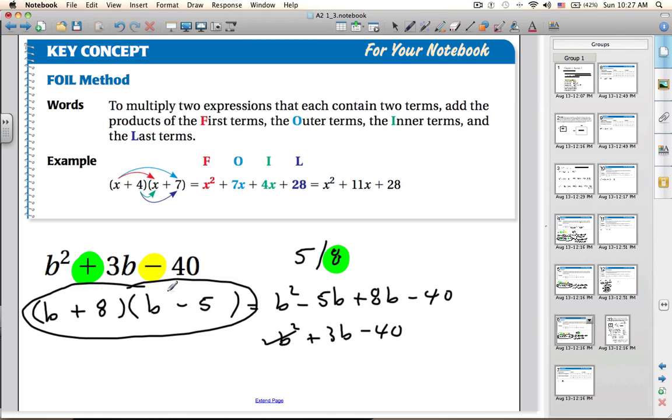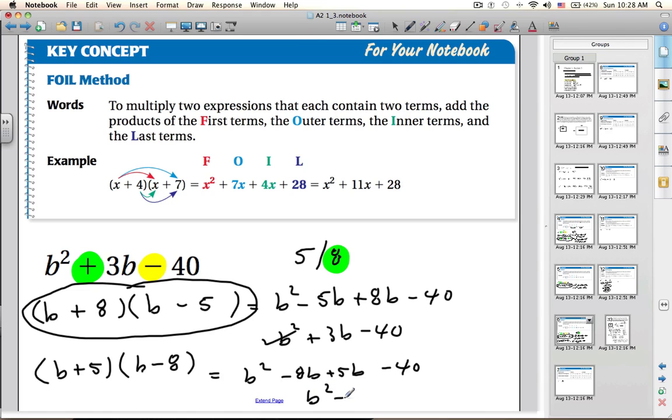So for your practice, it's good to take a look and see what would have happened if I'd put them in the wrong place. So what if I had put b plus 5 and b minus 8? When I multiply it out, I'll still get b squared. Then I'll get minus 8b and plus 5b and minus 40. So you'll notice, right, no problem with the first term, no problem with the last term. But this middle term becomes b squared minus 3b minus 40 because I have negative 8.